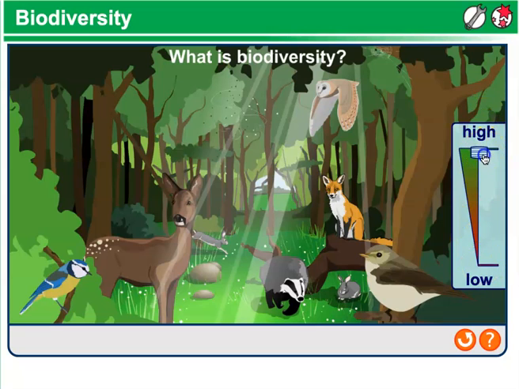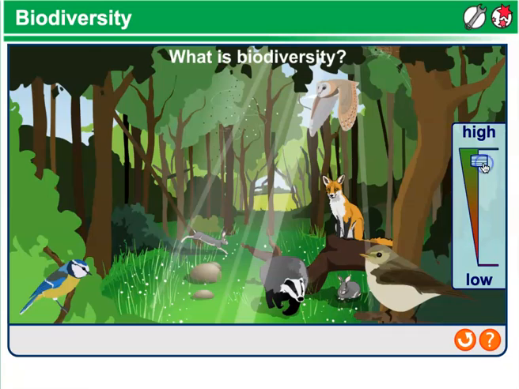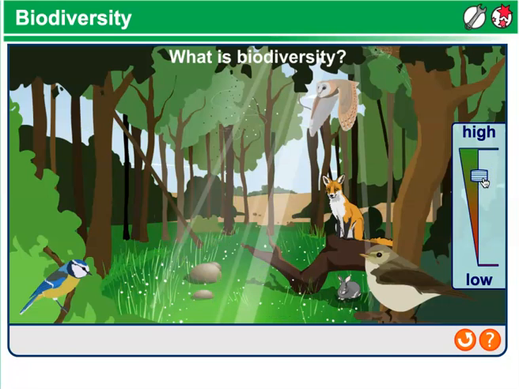As we reduce the biodiversity, we will notice certain species are eliminated from this ecosystem. Further loss to biodiversity causes other species to be eliminated as well.